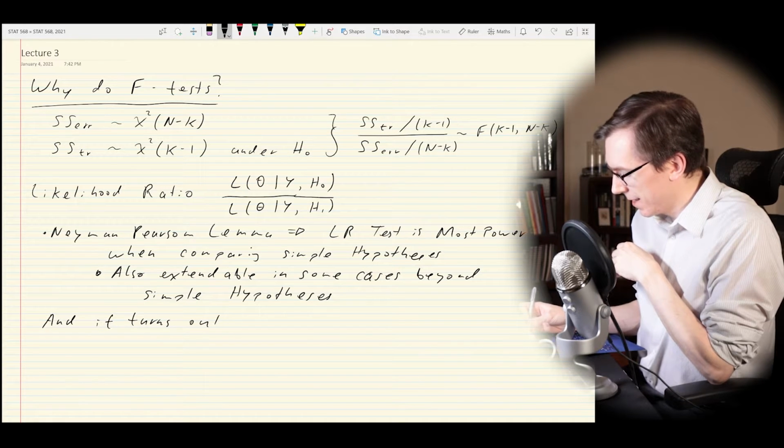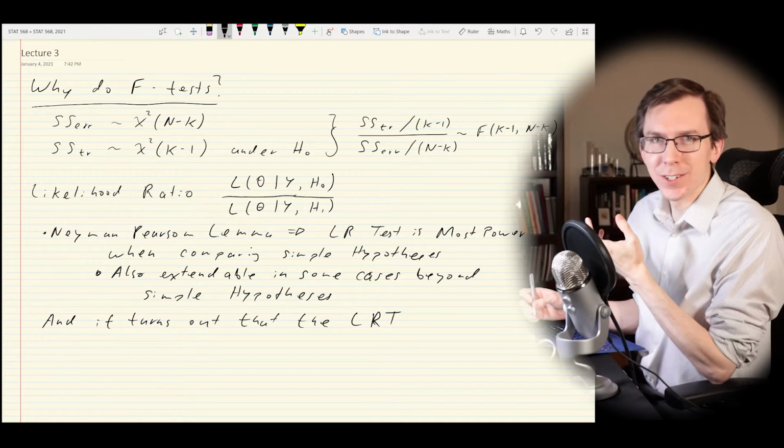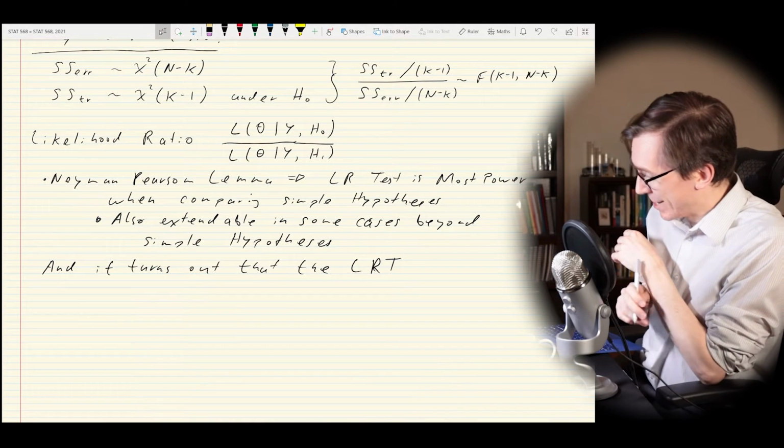It turns out that the likelihood ratio test, LRT, which I also used to use to get to U of A, but not anymore now that I just stay home all the time.